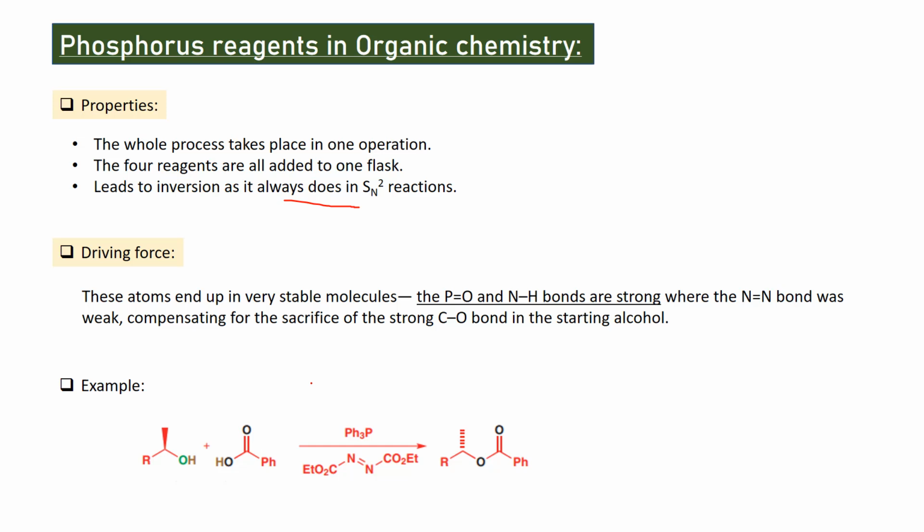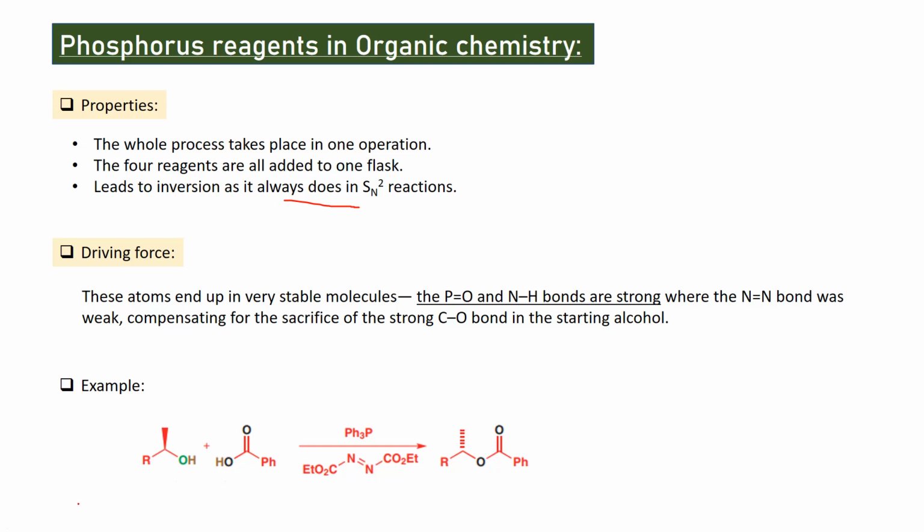These atoms end up in very stable molecules. The P=O and N-H bonds are strong, while the N=N double bond is weak, compensating for the sacrifice of the strong carbon-oxygen bond in the starting alcohol.